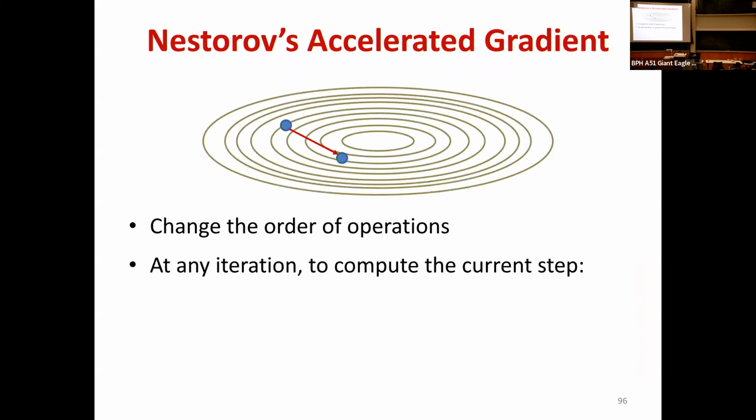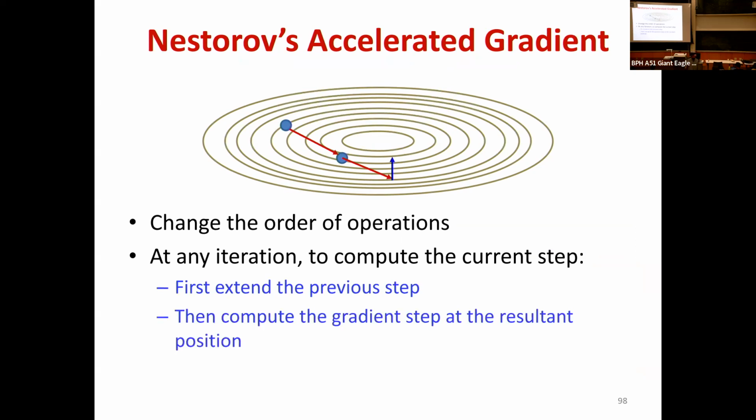So the green step is going to be the one that you'll be using in the next update. Whereas in Nesterov's method, you change the order. First, you took a step in the same direction as before. Then you took a step against the gradient. And that would be the net update. So the next time, the next Nesterov step, you'd be extending the black line and then taking a step against the gradient.